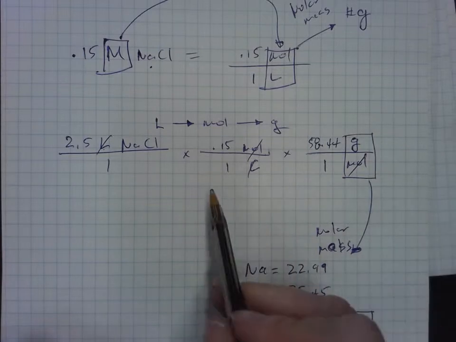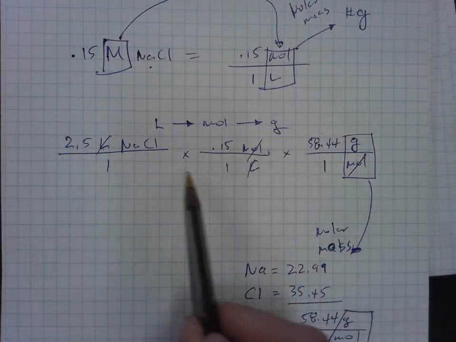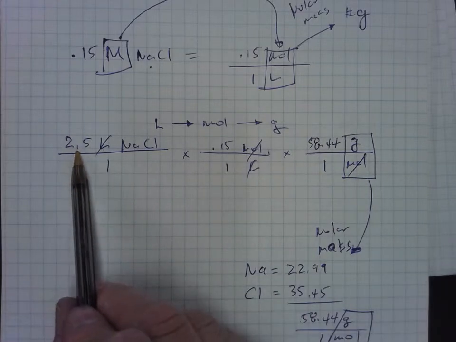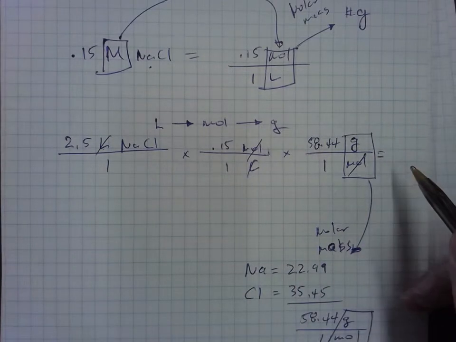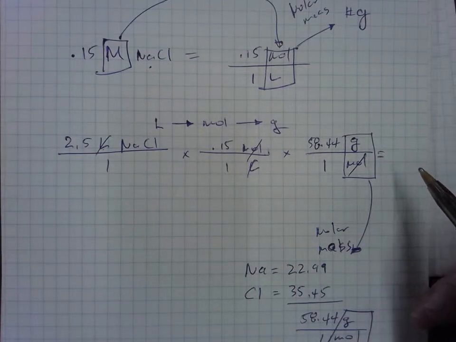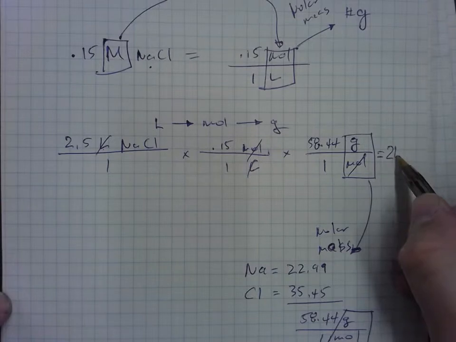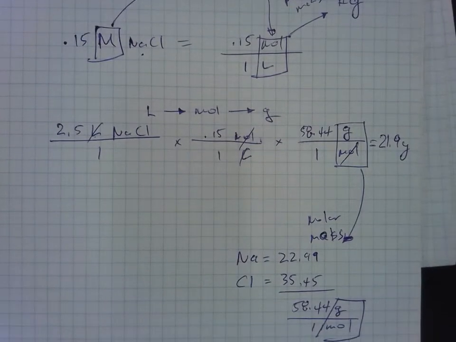So how do I solve this? I look at my denominator. There's a 1 in the denominator, so I don't have to do any division. All I have to do is multiply 2.5 times 0.15 times 58.44. And when I do that math, I get, or I should say Mr. Koo got, 21.9 grams. Okay, that's how you do that.